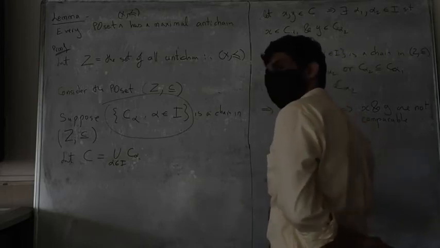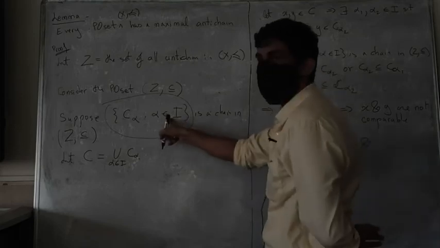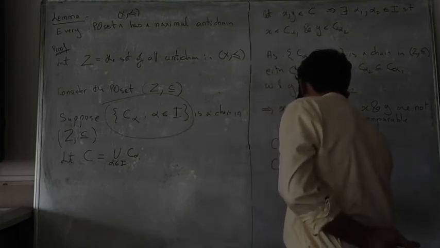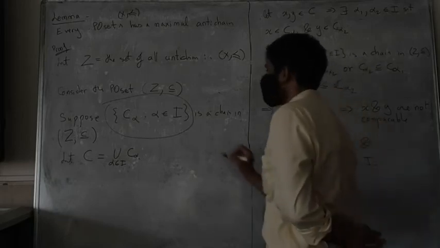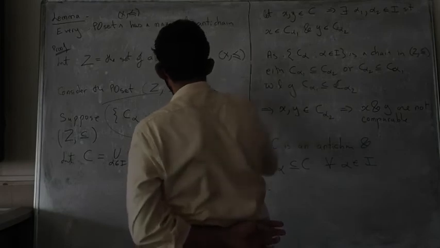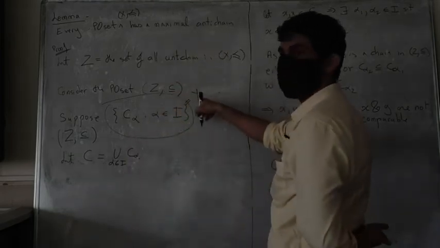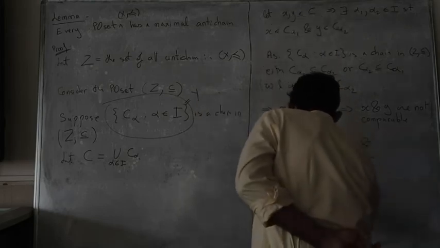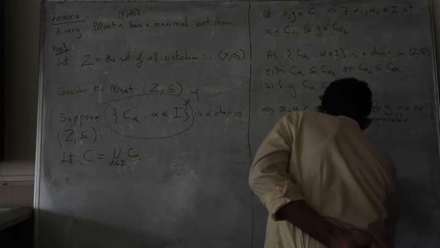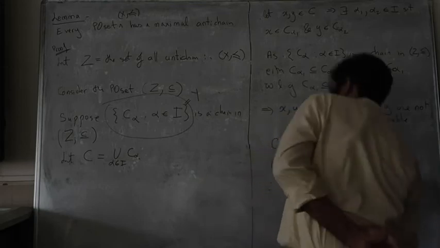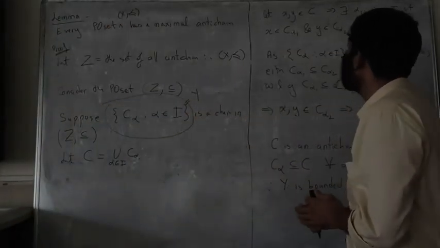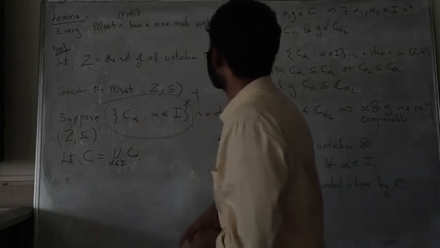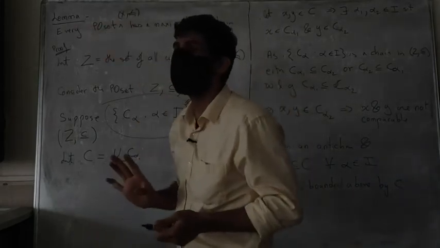So what we have shown is that C is an anti-chain, and we also know that for any alpha in I, C alpha is a subset of C. So let us call this chain Y. The chain Y is bounded above by C, that is simply taking the union of all the anti-chains. Okay, so this is bounded above. So Zorn's lemma tells us that this set has a maximal element. This is where we use Zorn's lemma.